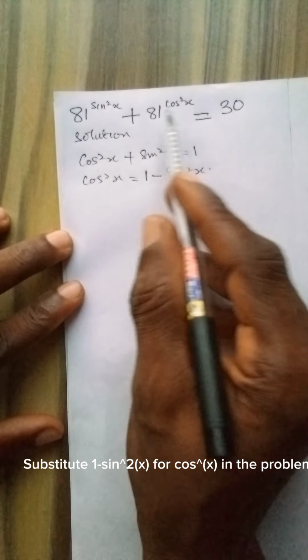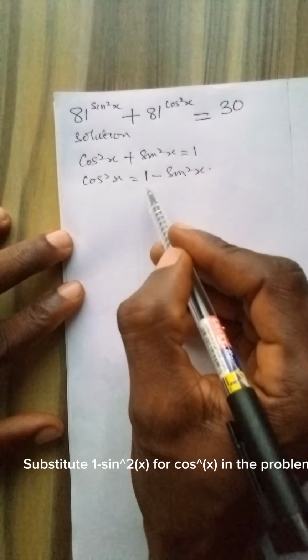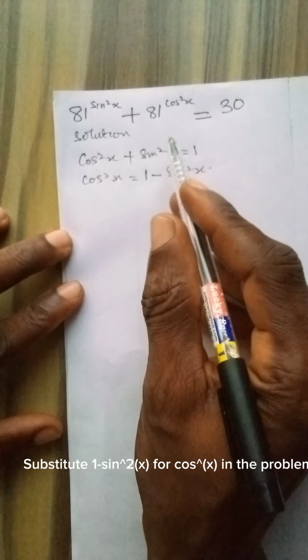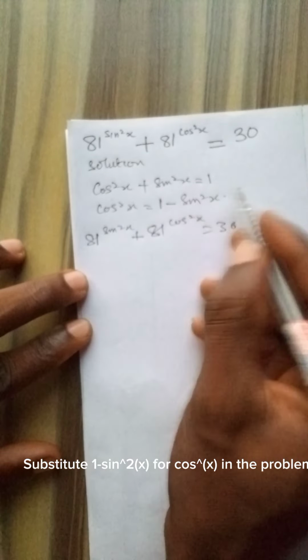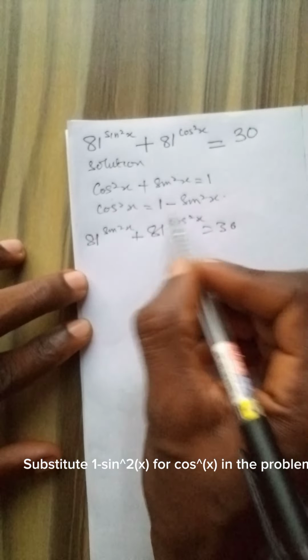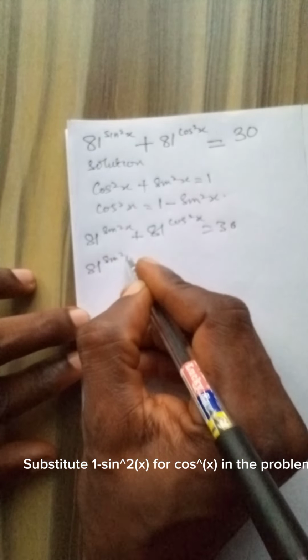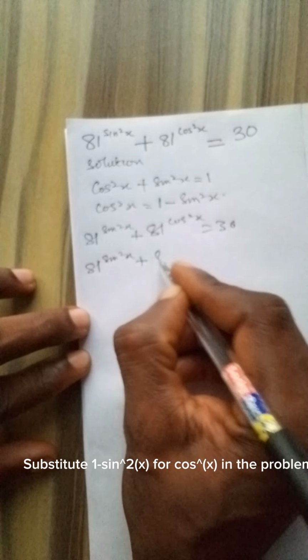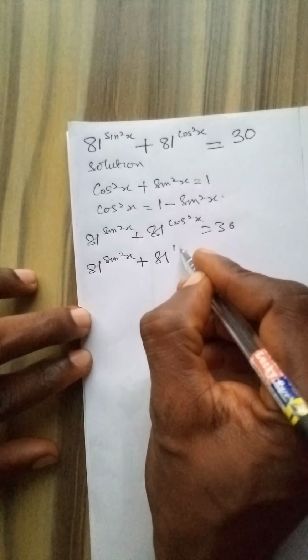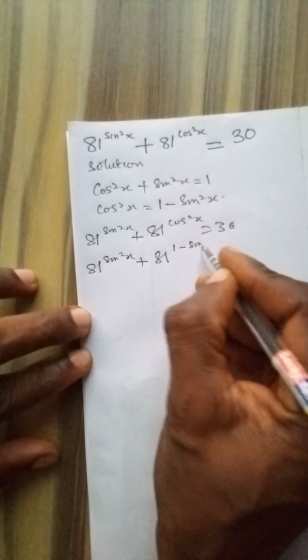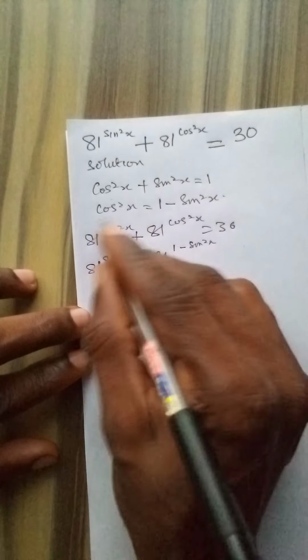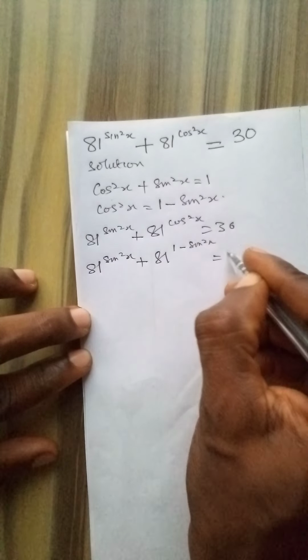So where I have my cos squared x in the original question, I will put 1 minus sine squared x in place of it. So the substitution becomes 81 sine squared x plus 81 1 minus sine squared x, which is now our cos squared x, is equal to 30.